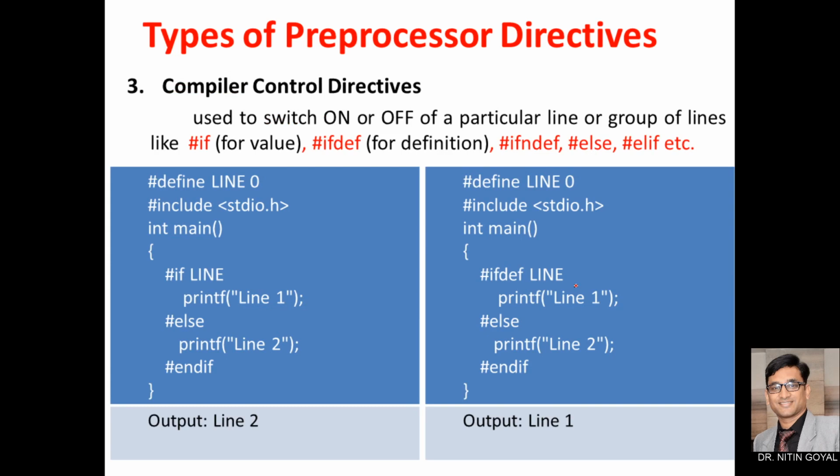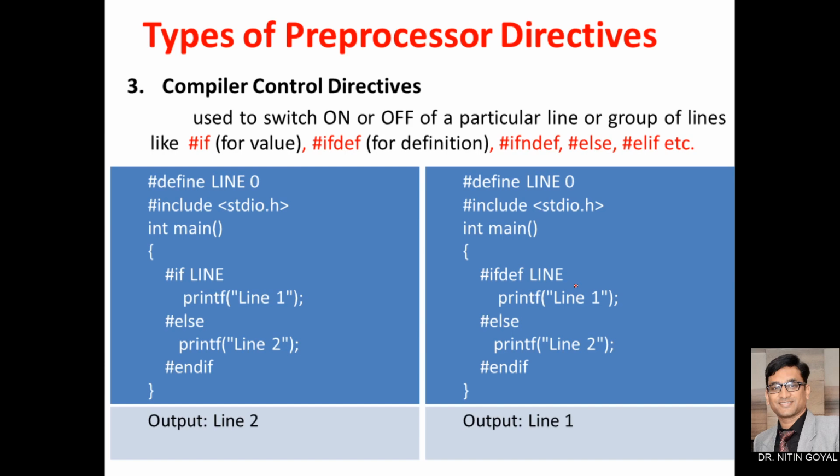The third type of preprocessor directive is the compiler control directive, which mainly comes with some conditions. So it is also known as conditional directives: #ifdef, #else, #elif, #ifndef, etc. These are there, and we will detail them one by one.